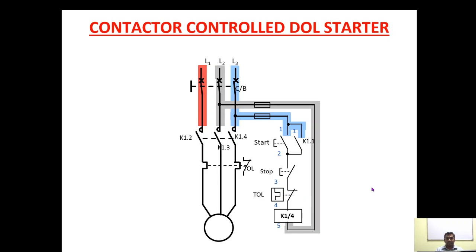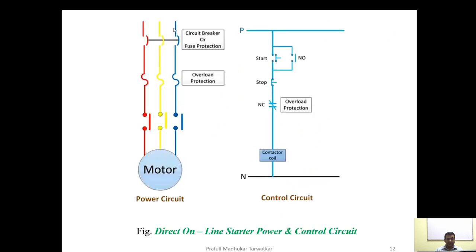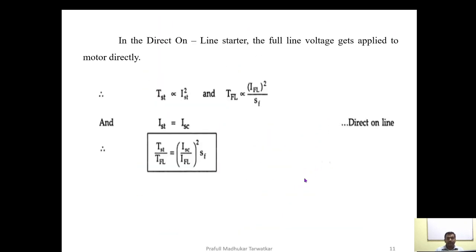So as far as the induction motor is considered, the torque equation is again important. Let us discuss the torque equation with respect to DOL starting. In case of a DOL starter, full line voltage is applied to the stator terminals directly. Hence, starting torque is proportional to the square of the starting current, and full load torque is proportional to the ratio of full load current squared to the full load slip. Taking the ratio TST by TFL, we get (IST or ISC by IFL) whole square into SF. So this is the basic torque ratio for a DOL starter.